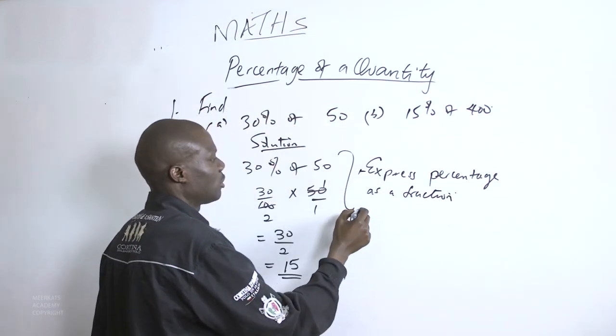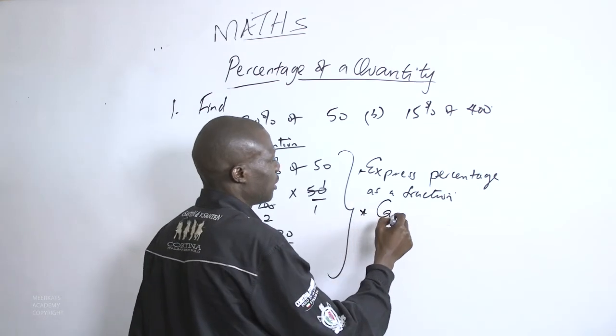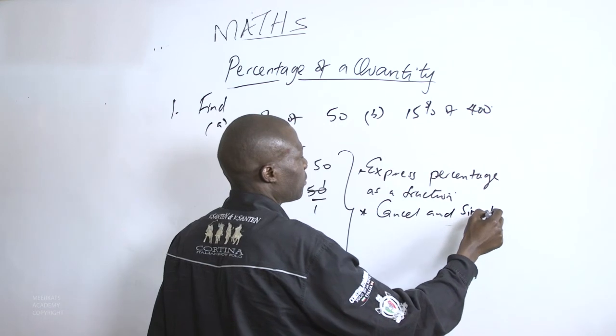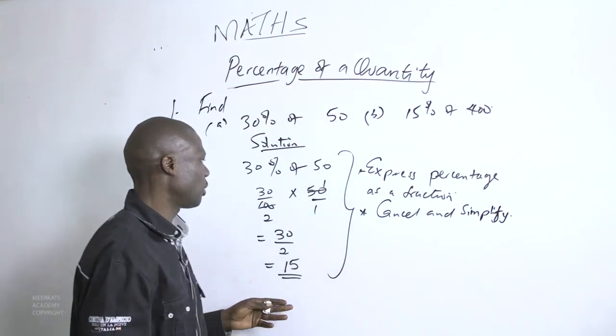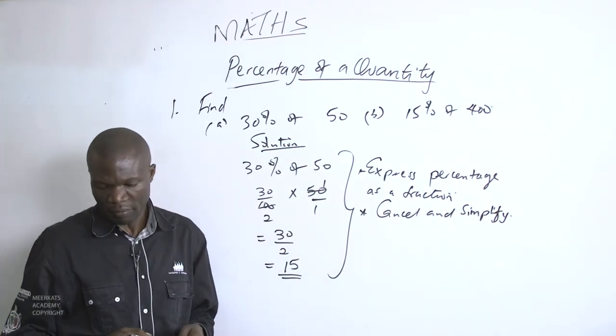And then we also need to remember to cancel and simplify. To cancel and simplify. That is how we arrive at 15.